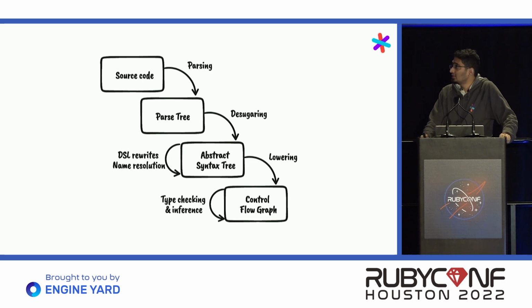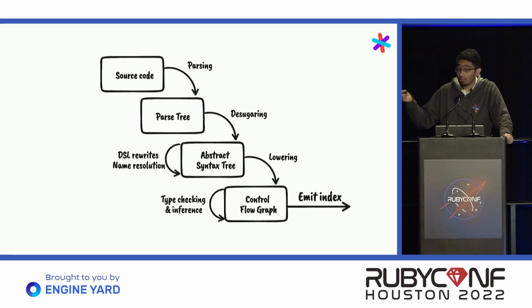In our case, those aren't super important because the main thing we care about is that we want to have access to type information so that we can show it in, for example, hover documentation, right? And you'll notice the type checking and inference that's happening on the control flow graph at the bottom right. So we want to be operating at that layer after type checking has finished running. So that's where we'll emit the index after we have access to type information. So that sounds reasonable so far.